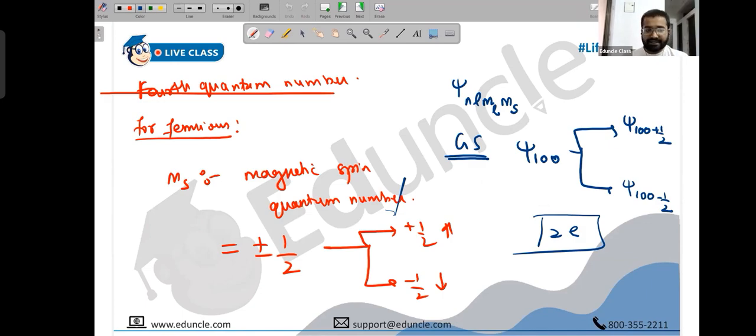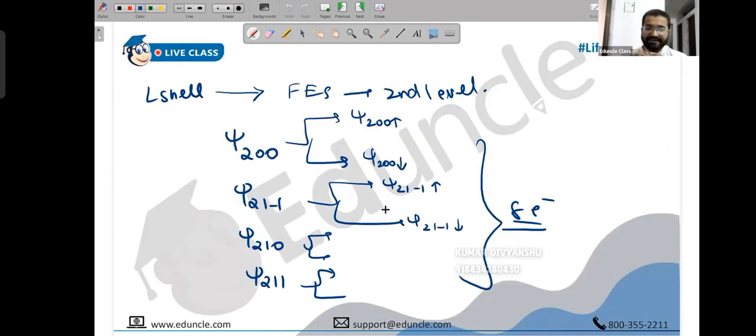If you include spin, it is 2 n square. I'll copy this. Shall I go to the next page? And similarly, you can write for the M shell, we have got 18 electrons.